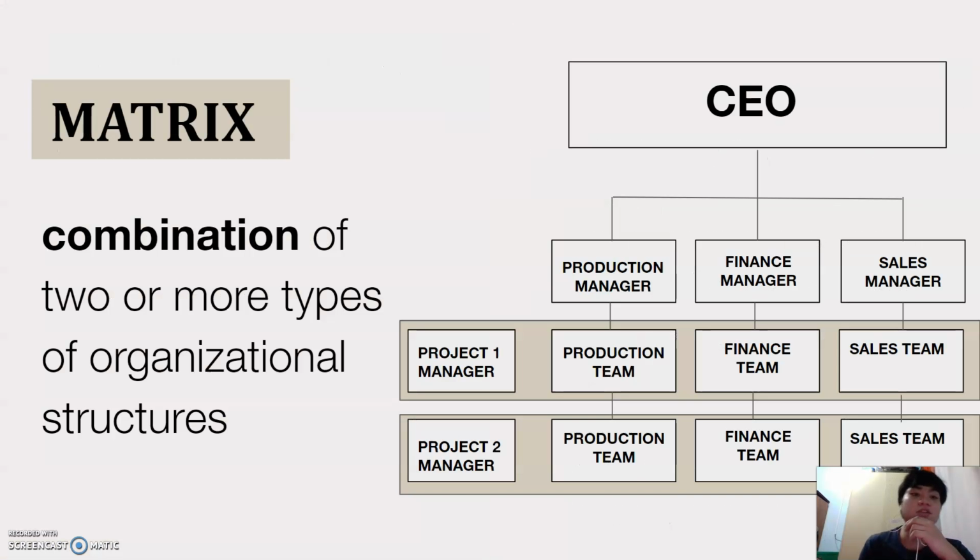Next is the matrix organizational structure. The matrix org structure is a combination of two or more types of organizational structures. The matrix organization is the structure uniting these other org structures to give them balance. In a matrix management, the organization is grouped by any two perspectives the company deems most appropriate.